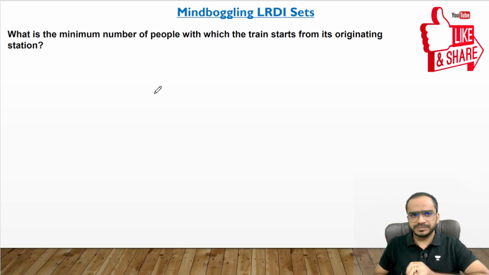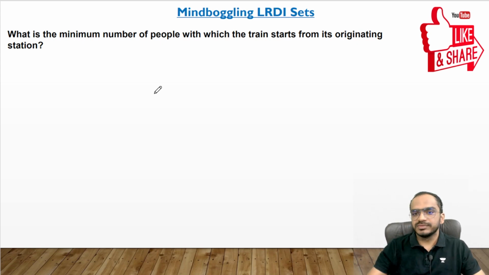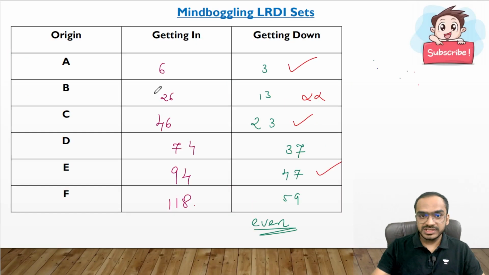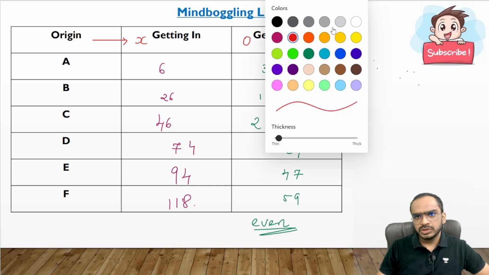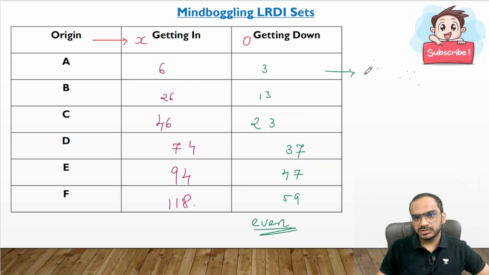So let's have a look. What is the minimum number of people with which the train starts from the originating station? तो originating station से minimum number of people लेके कितने में ट्रेन चलेगी? तो लेट अस सी कि यहाँ पे originating station है, ठीक? तो originating station पे लेट अस से x number of people got in. डाउन तो कोई हुआ ही नहीं होगा ओरिजिनेटिंग स्टेशन पे, राइट?